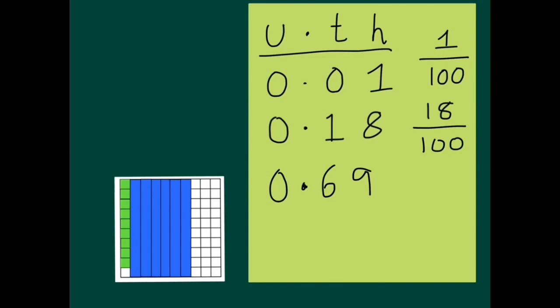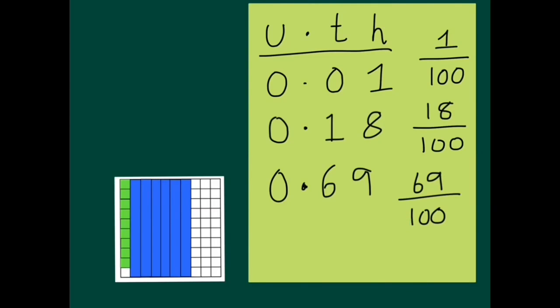0.69. And how would you write that as a fraction? Again, pause the video if you need a bit more time. Spot on. I still have 100 parts, and now I have 69 of them. So I have 69 hundredths.